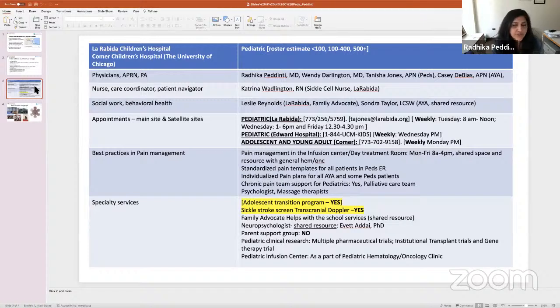Our sickle cell stroke screening, like transcranial Dopplers, all happen at Comer. And we have a psychologist who does neurocognitive testing. She is very much a shared resource with everything else. So I can't say that we are able to get a lot of neuropsychology testing done, but certainly, we do have access to her as needed. And then we are able to refer some patients over at Comer as well. We do not have a parent support group. We do have multiple pharmaceutical trials and the Novartis gene therapy trial that's available. We have an institutional haploidentical transplant trial along with a reduced intensity trial through the STAR consortium.